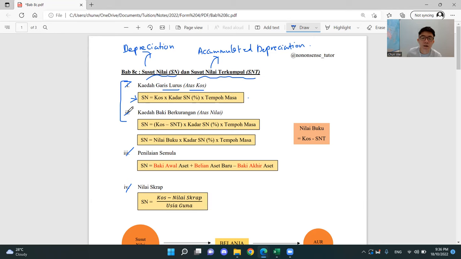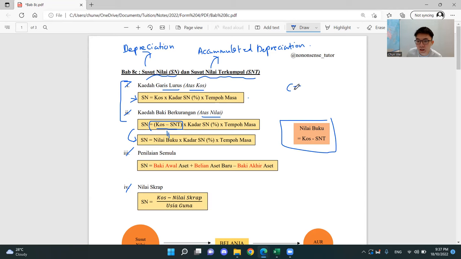Right, then the second one will be called a kaedah baki berkurangan, or you call it a atas nilai. Okay, so this one is a bit different because you'll be using a cost minus S&T first. S&T means the susut nilai terkumpul. Then only you times the kadar susut nilai. Or another formula is called a nilai buku times kadar susut nilai, times the tempo masa. And please note, this is why. Because nilai buku equals to cost minus S&T. Meaning, this is the same thing.